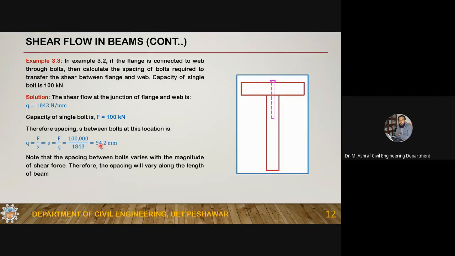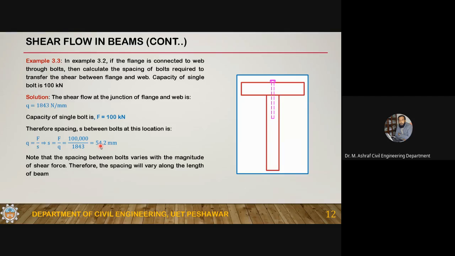Okay, so this spacing of the bolt depends upon the value of the shear. If the shear is variable, then spacing of the bolt will also be variable along the length of the beam. But usually as a practical requirement, we apply certain spacing.